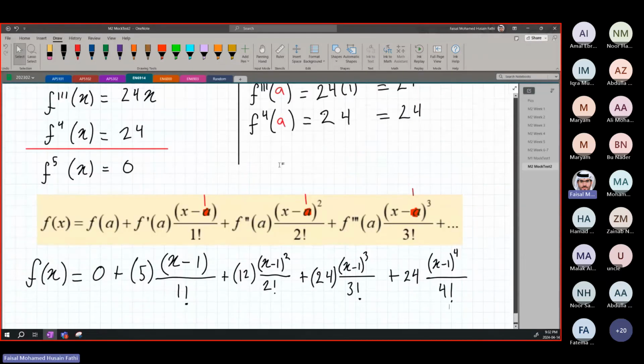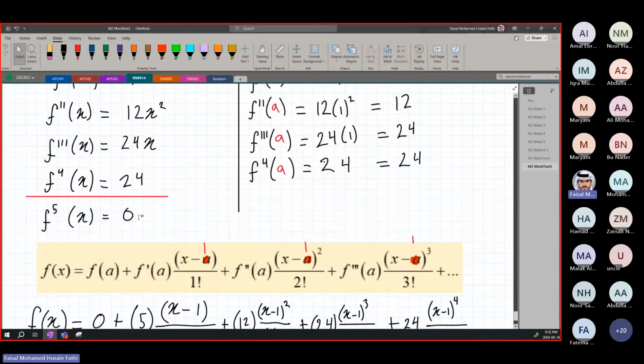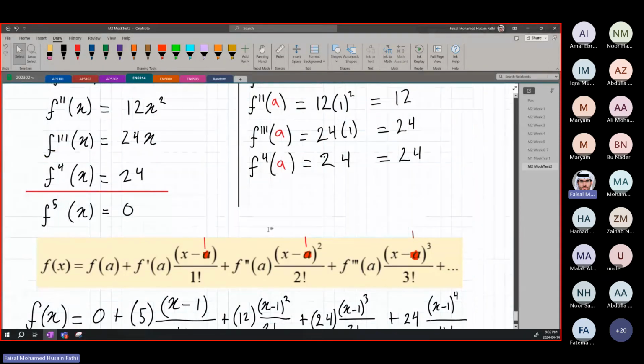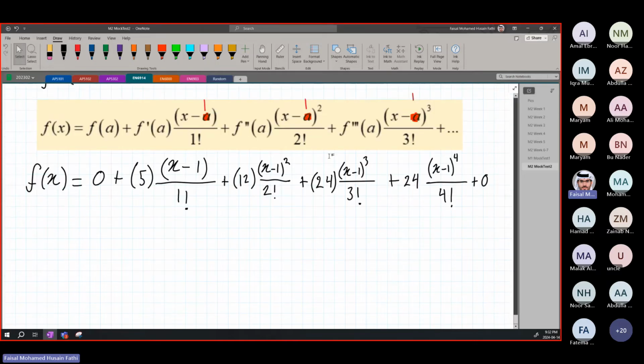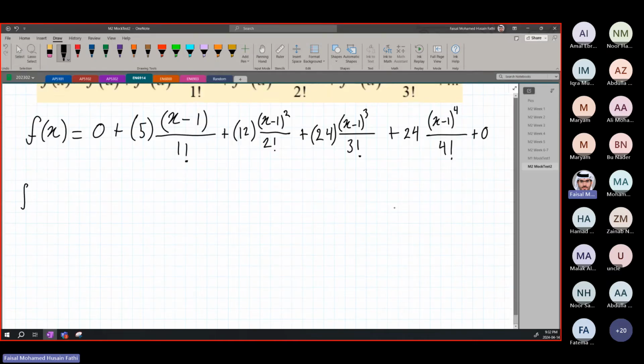Then, just to check, we know that f to the power of 5 is 0. So f to the power of 5 of a is also going to be 0. If we wanted to do it here, it's going to be plus 0 times whatever, so it's going to be 0. And it will keep going at 0, 0, 0. So that's why we stay with this. Let's simplify this a little bit.